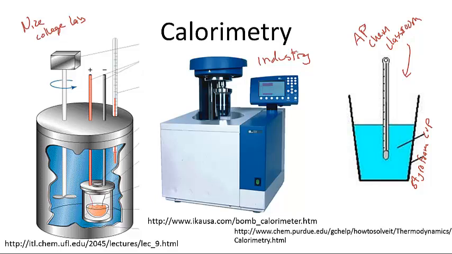Now, what is the difference between the AP Chem classroom and the nice college lab? Money. The AP Chem classroom is not as accurate. Why might this be more accurate? Yeah, this retains heat better. We have stirring, so it keeps the temperature equivalent throughout. Anything else? And then here, everything is digital. Right, so that's like a whole other level of fanciness.